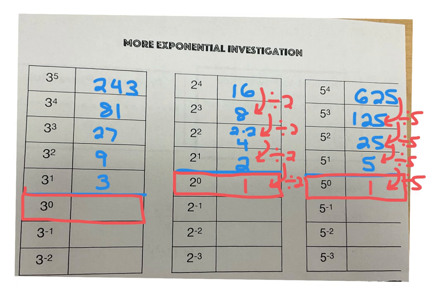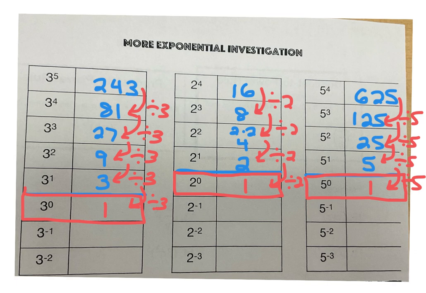What do you think 3 to the power of 0 is going to equal? Let's see if we see any patterns there. As we come down this way, we recognize a pattern of dividing by 3. If we continue that pattern, as we drop by one more exponent, 3 divided by 3 is 1. No matter whether it was 3 to the power of 0, 2 to the power of 0, or 5 to the power of 0, they all equaled 1.